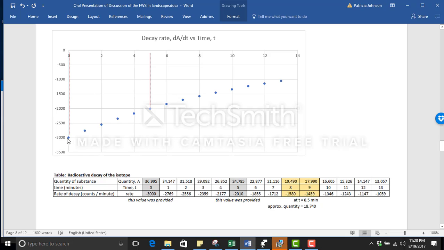At t equals 0, we have minus 3,000. At t equals 5, we have minus 2,000. And at t equals 8.5, which was our solution to the half-life, we have about minus 1,500 counts per minute. T equals 8.5 is about here. If this graph went out to infinity, it would never approach 0. So this seems reasonable to me.